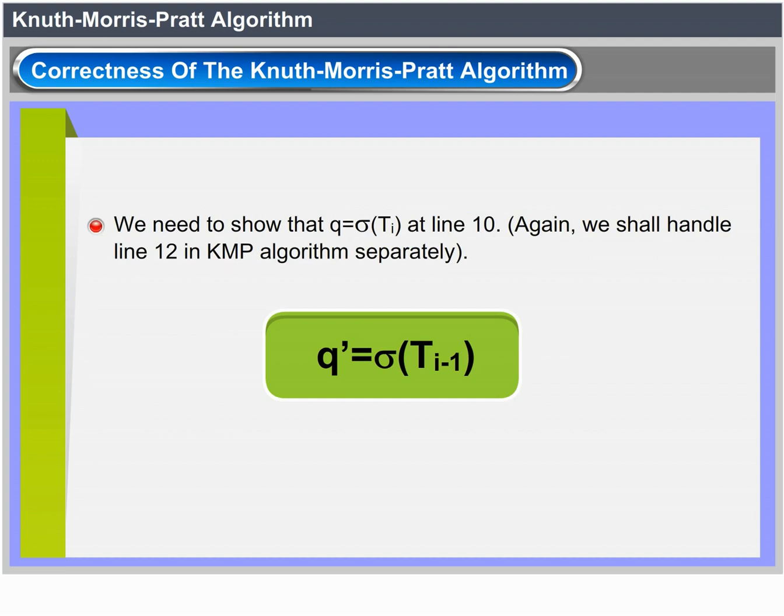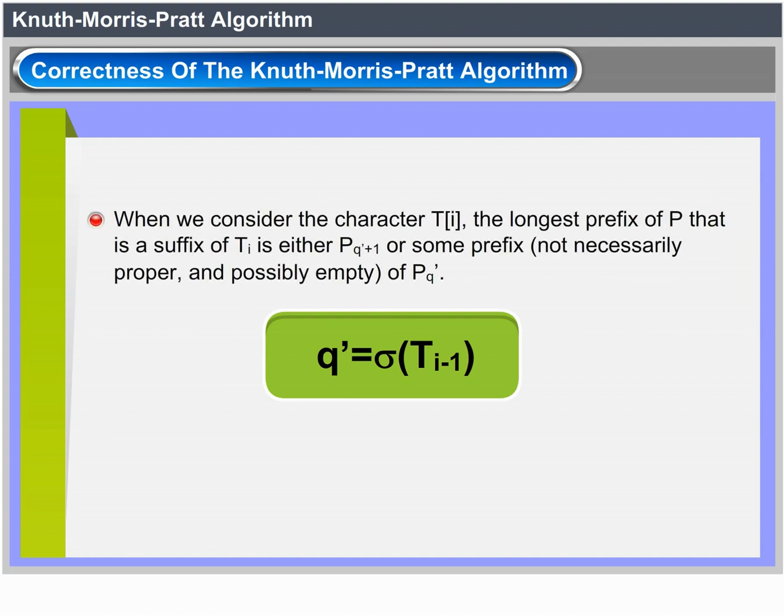Again, we shall handle line 12 in KMP algorithm separately. When we consider the character T[i], the longest prefix of P that is a suffix of Ti is either P[q'+1] or some prefix, not necessarily proper and possibly empty, of P[q'].